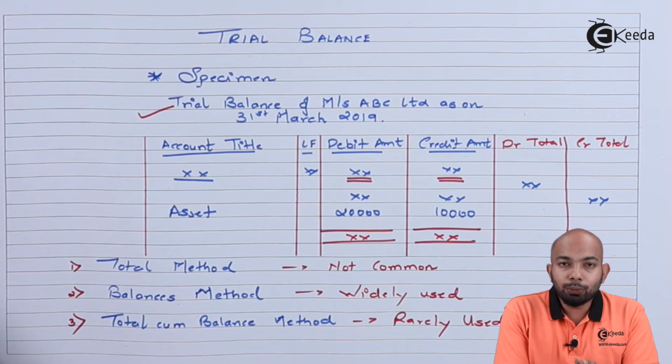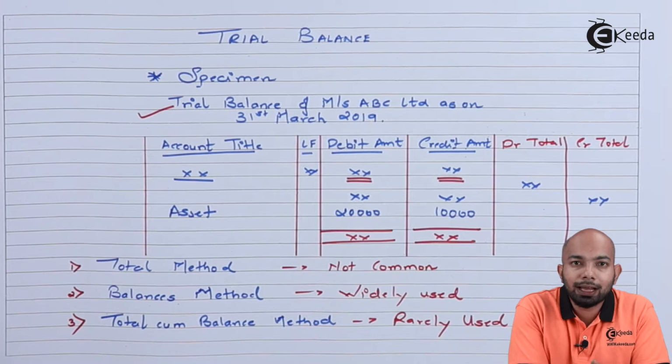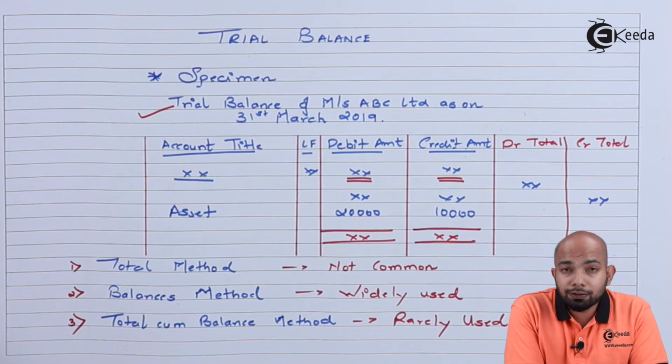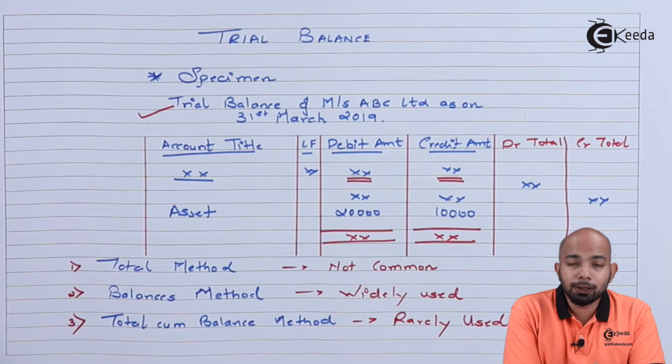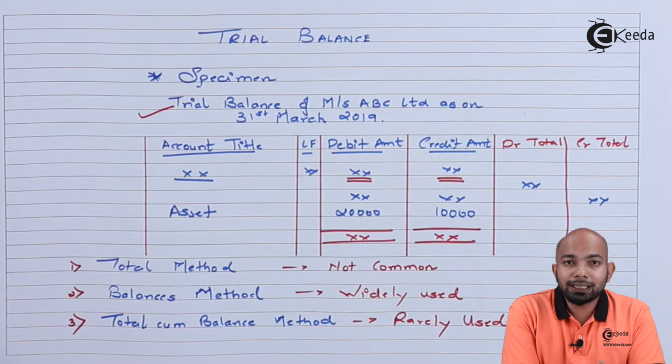Out of these three methods, the most common used method will be the balances method, which has been used since ages to prepare the trial balance. The other two methods are only for your information. However, if the question suggests that you need to prepare by either of these ways, you use that method. Or if the question has already mentioned the kind of method you have to use, you can go with that specific method. So when it comes to specimens of a trial balance, we have three core methods. One being the total method, second being the balances, and the third being the total cum balances method. The most commonly used is the balances method, which we'll be learning in the next video.